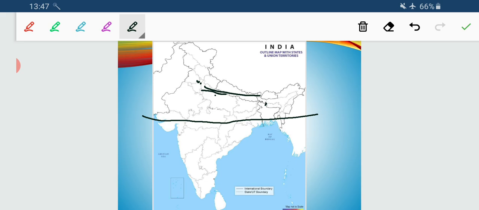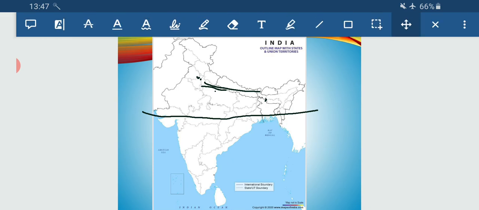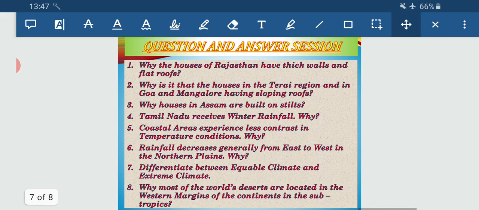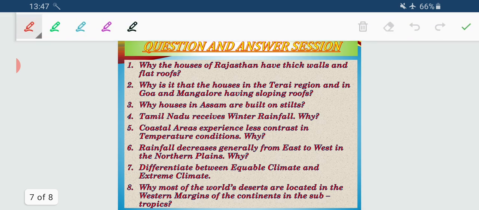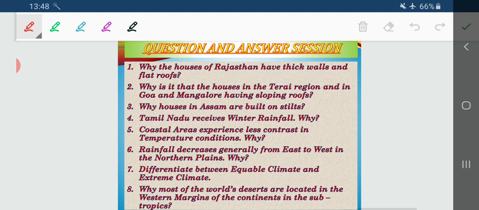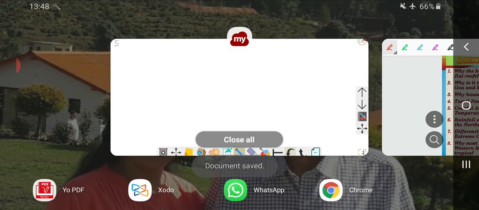Now I have given some questions. The first 3 questions are from your Find Out, which is there in the NCERT. Why do the houses of Rajasthan have thick walls and flat roofs? Now before going to this, I just want to discuss one aspect.